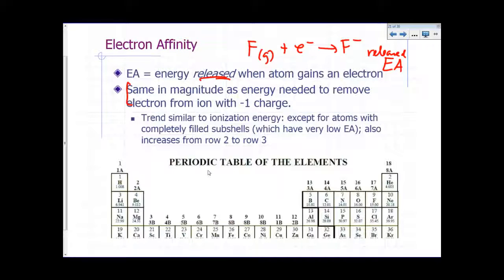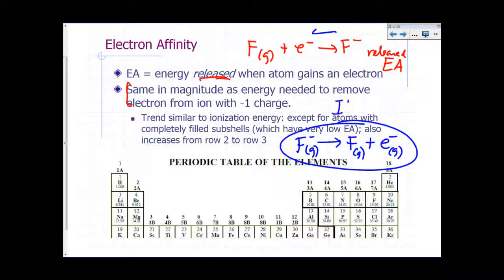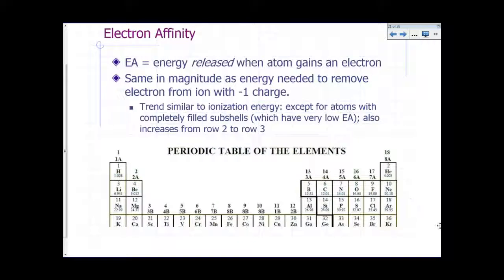Well, what's the reverse of that process? You have F minus giving up its electron to give you back the fluorine atom. The energy for this is called the ionization energy of fluoride. So the electron affinity of fluorine is the ionization energy of fluoride.